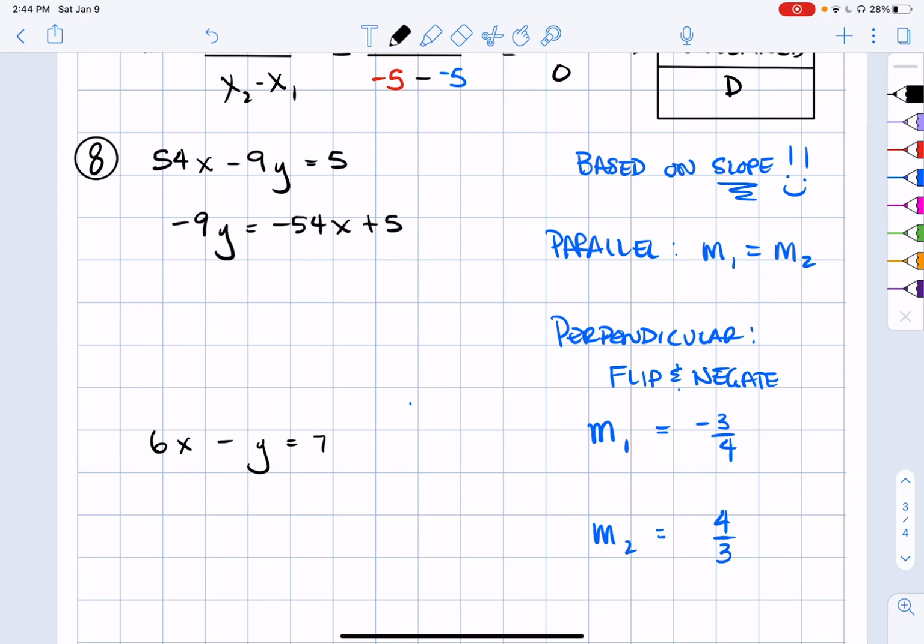And the reason why it's plus 5 is because the 5 is positive. So it's just going to be a plus 5. If the 5 was negative, it'd be a minus 5. Then I want to divide each term by negative 9.